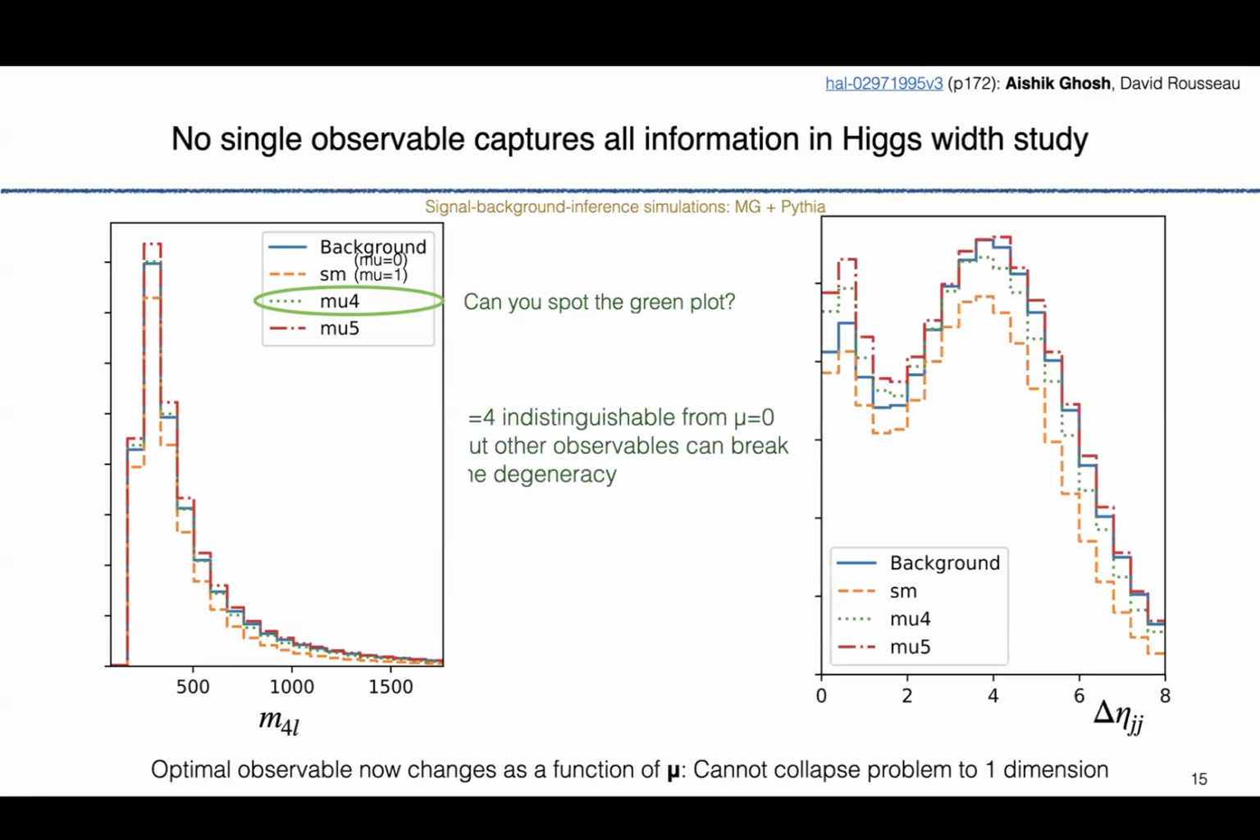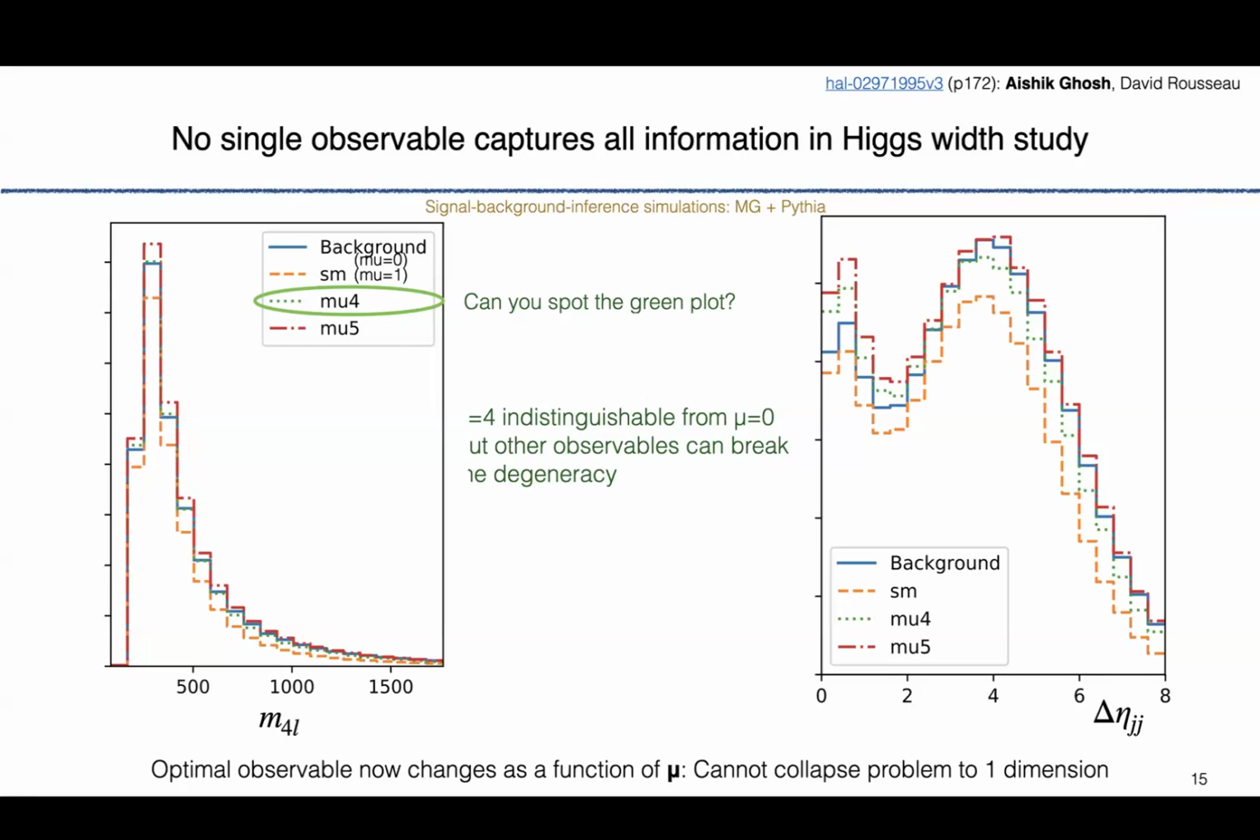If you look at another observable, the dijet delta eta, then you start to see that the blue and the green can be separated. And the point I'm trying to make here is it really depends which two hypotheses you're comparing. That will tell you which observable is the most useful one to look at, right? So I'm not saying that these two are now enough to do everything. You really need to create a new observable for each value of mu you want to test.